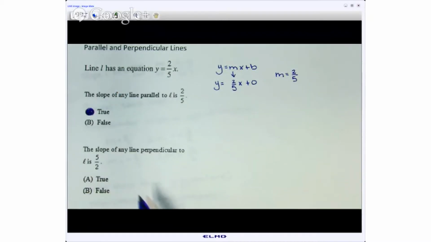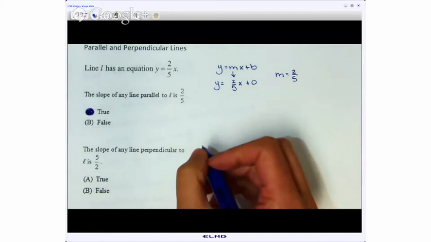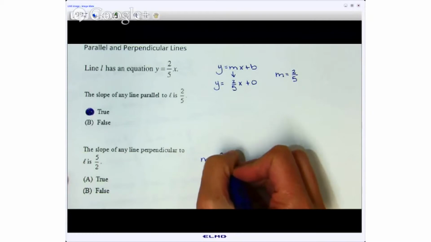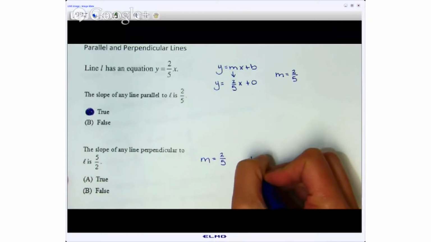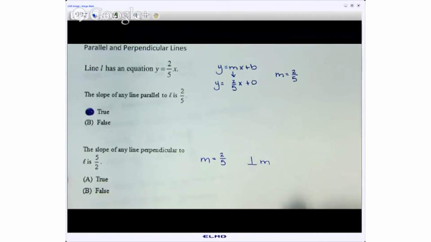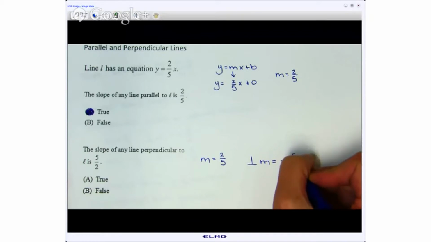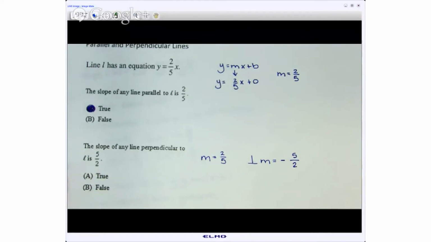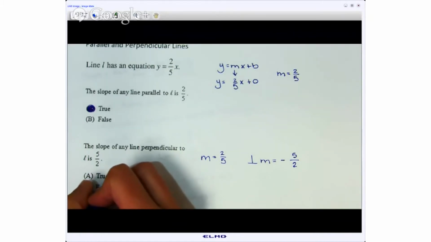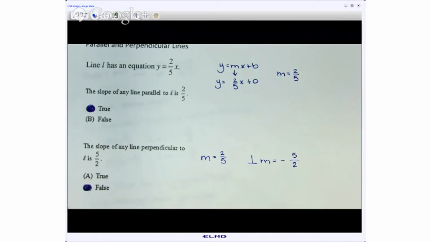This next example says the slope of any line perpendicular to line L is 5 over 2. So our given slope from line L is 2 over 5. And I know that if I look at a perpendicular slope, it has to be the opposite reciprocal. So opposite means it's going to be negative. Reciprocal means I'm going to change the numerator and denominator. And so I have that the perpendicular slope should be negative 5 over 2. Well, our problem says it should be 5 over 2, which is not correct. Therefore, this is going to be false. Let's look at one more example dealing with slope.